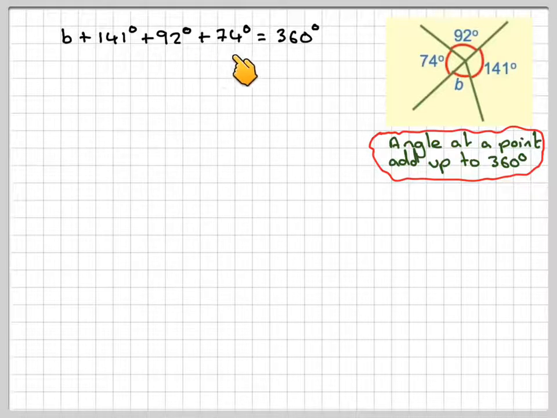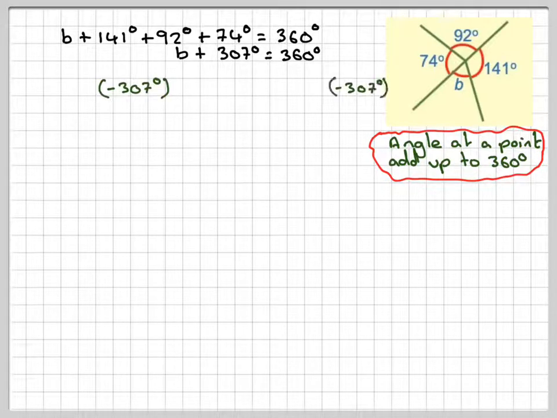Now, if we add these up, 141 plus 92 plus 74, we're going to get 307. Is equal to 360, and then we should subtract 307 from both sides, and therefore we're going to get B is going to be equal to 360 minus 307, which is 53 degrees.